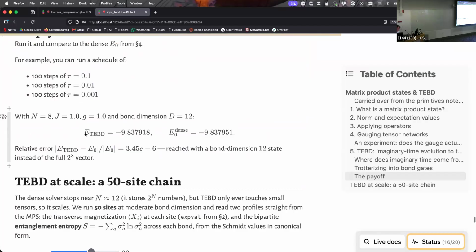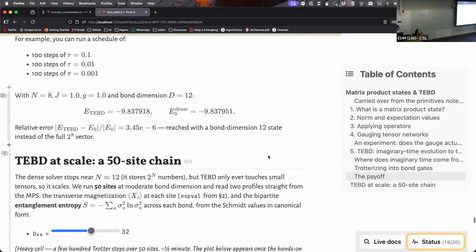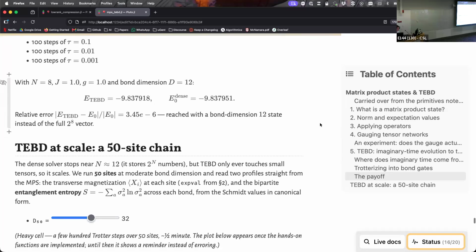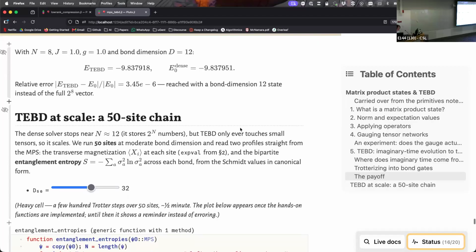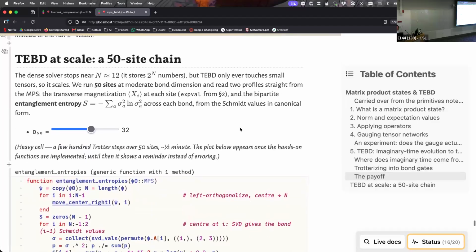So with this scheme, our TEBD, at least for an MPS of 8 sites, does reproduce the dense energy values up to 10 to the minus 6. So now the question is, of course, does this scale? Because 8 sites is cool, but we don't want to be doing 8 sites because then we could have done exact diagonalization to begin with.